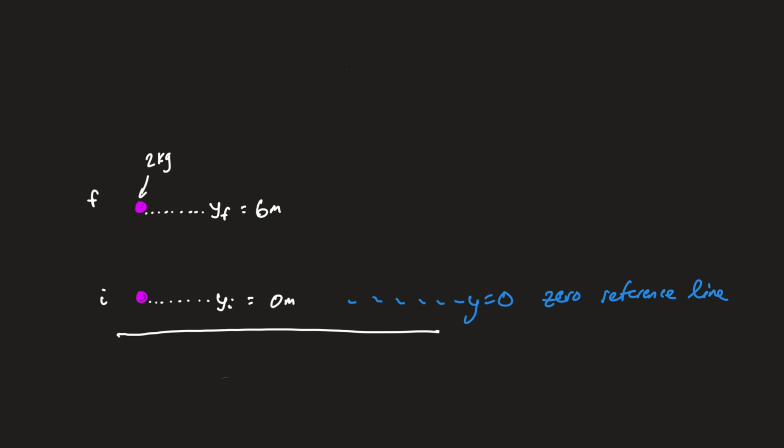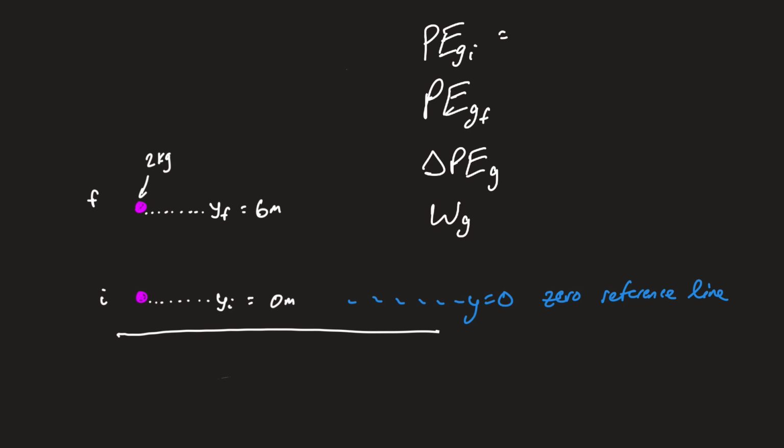So you can see here that there's still just 6 meters between the initial and final locations of this ball. It's just that this first location, the initial, is now 0 meters, and this is 6 meters up there. So let's go ahead and do some calculations. We'll calculate the initial gravitational potential energy. We'll calculate the final gravitational potential energy. We'll find the change in gravitational potential energy, and then we'll calculate the work done by gravity.